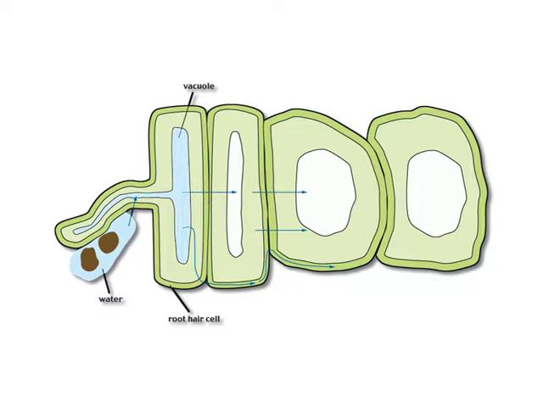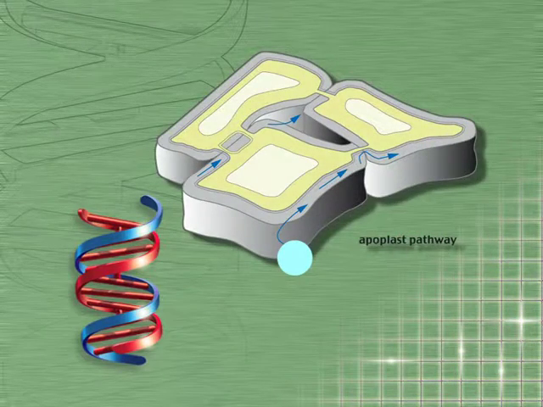This raises the water potential of the root hair cell, so water passes to the adjacent parenchyma cell in the cortex by osmosis. This cell now has a higher water potential than the one next to it, so water passes into that cell by osmosis, down the water potential gradient. Water can pass through the walls of the cells and from cell wall to cell wall through the intercellular spaces. This is the apoplast route.